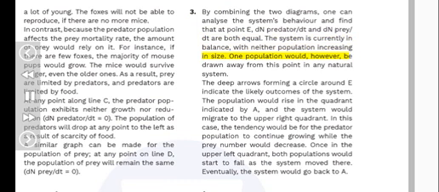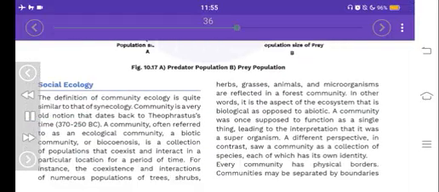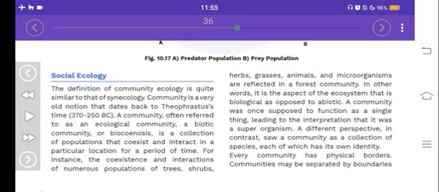One population would, however, be drawn away from this point in any natural system. The arrows forming a circle around E indicate the likely outcomes of the system. The population would rise in the quadrant indicated by A, and the system would migrate to the upper right quadrant. In this case, the tendency would be for the predator population to continue growing while the prey number would decrease. Once in the upper left quadrant, both populations would start to fall as the system moved there. Eventually, the system would go back to A. Prey declines because of predation. Population size of prey.